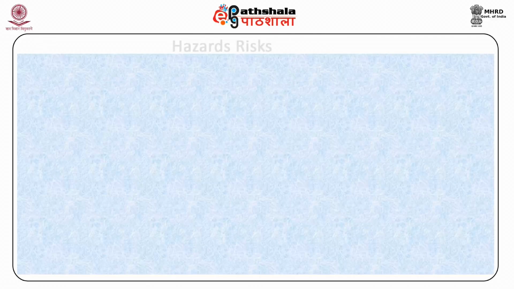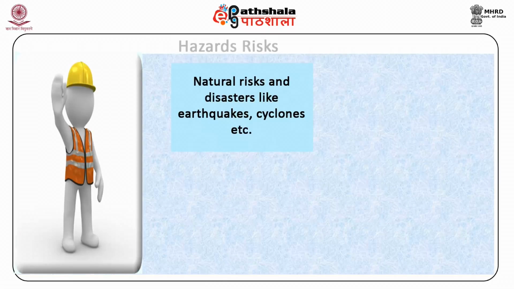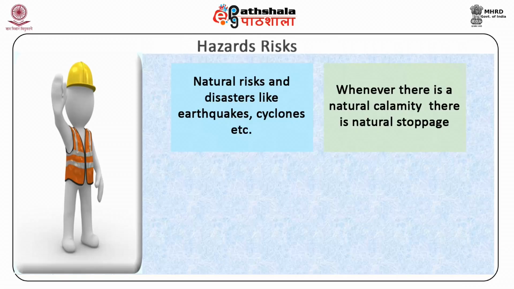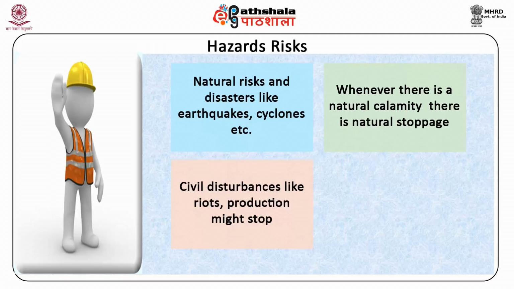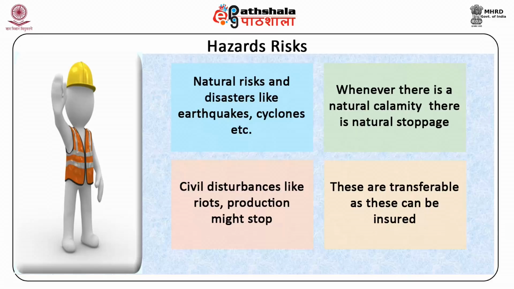Hazard risk. This risk refers to the natural risk and disasters like earthquakes, cyclones, etc. Whenever there is a natural calamity, projects cannot keep on functioning and there is natural stoppage. Even if there are civil disturbances like riots, production might stop. These risks are usually unexpected and cannot be estimated in advance. But these are transferable as these can be insured.